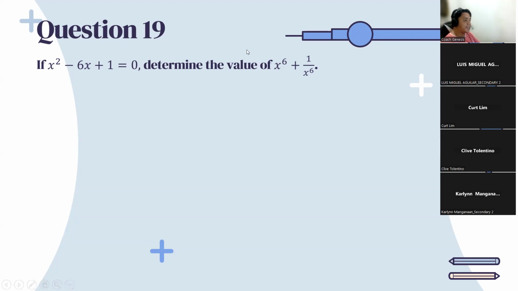Okay, again, we have this form of expression. You have x raised to 6 plus 1 over x raised to 6. So again, what's the first way to solve this one? You need to solve for x plus 1 over x. So here we have x squared. We manipulate the given equation to x squared plus 1 is equal to 6x, and then we divide by x. So that will just be x plus 1 over x is equal to 6.